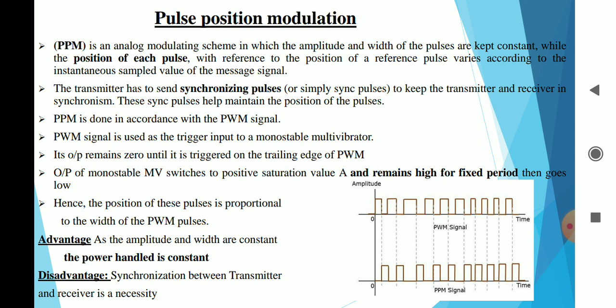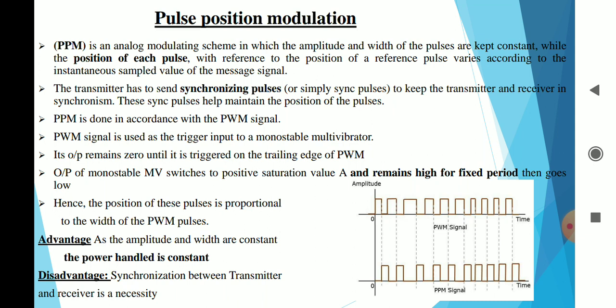So what is PPM? Pulse position modulation is an analog modulation scheme in which the amplitude and the width of the pulses remain constant, but only the position of each pulse varies with respect to the message signal. In order to perform this pulse position modulation, the transmitter has to send synchronization pulses. These synchronization pulses are used by the transmitter and receiver to maintain synchronism.